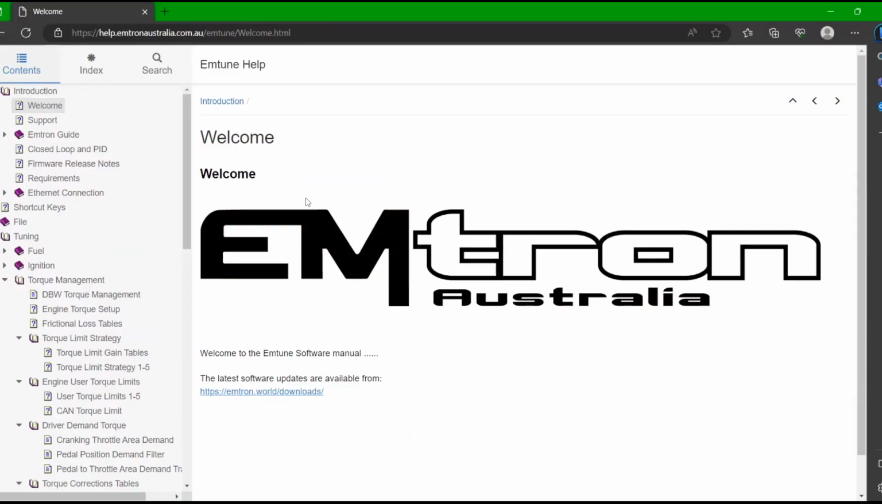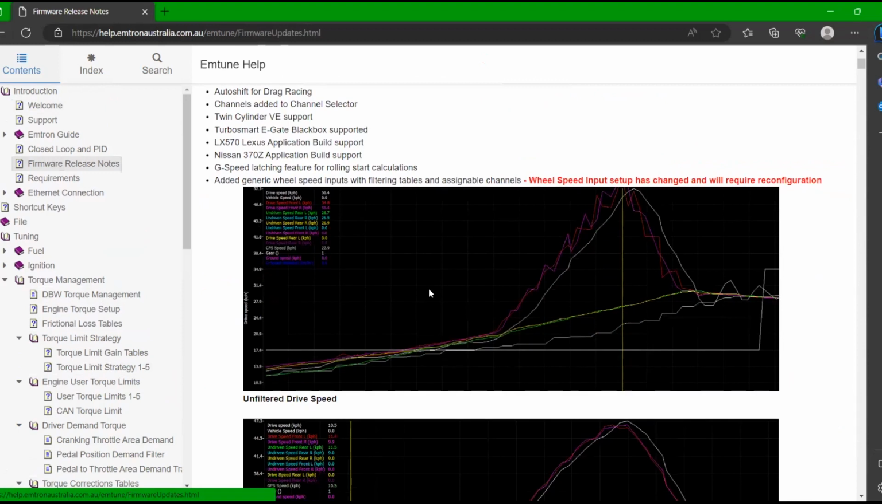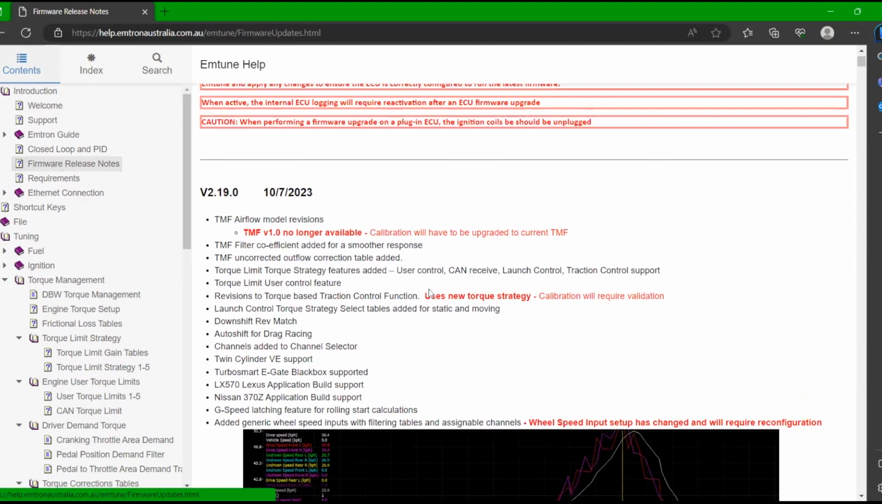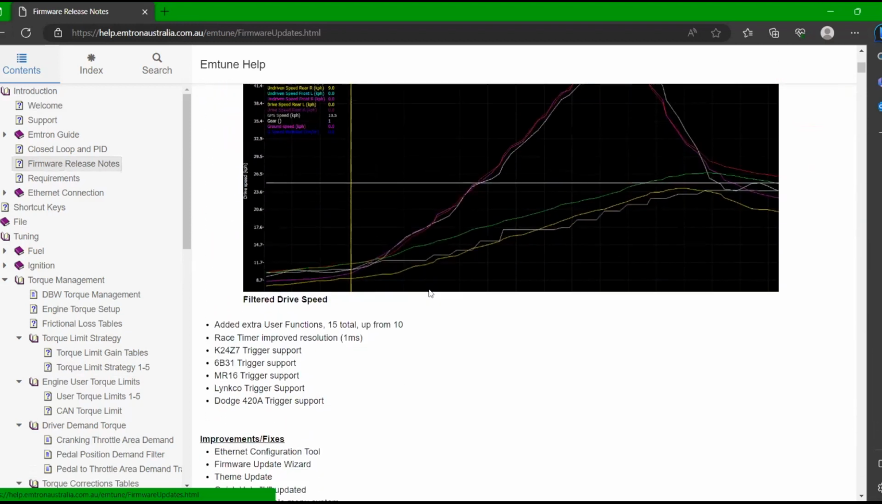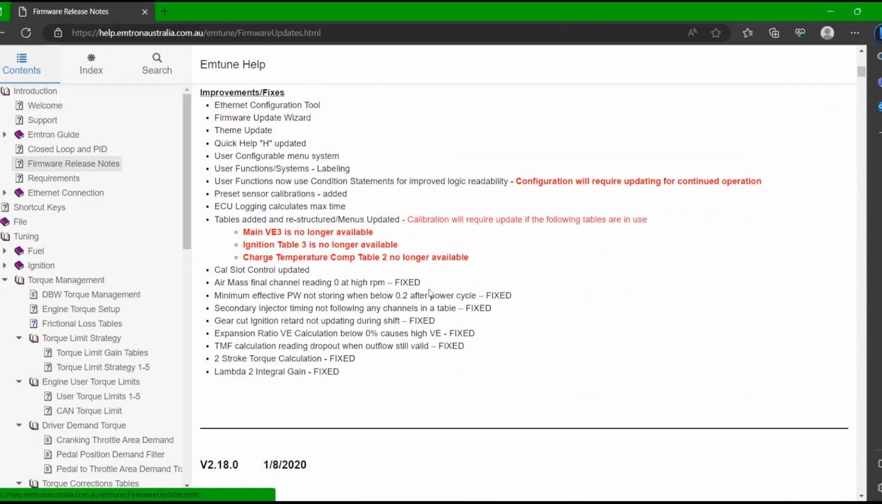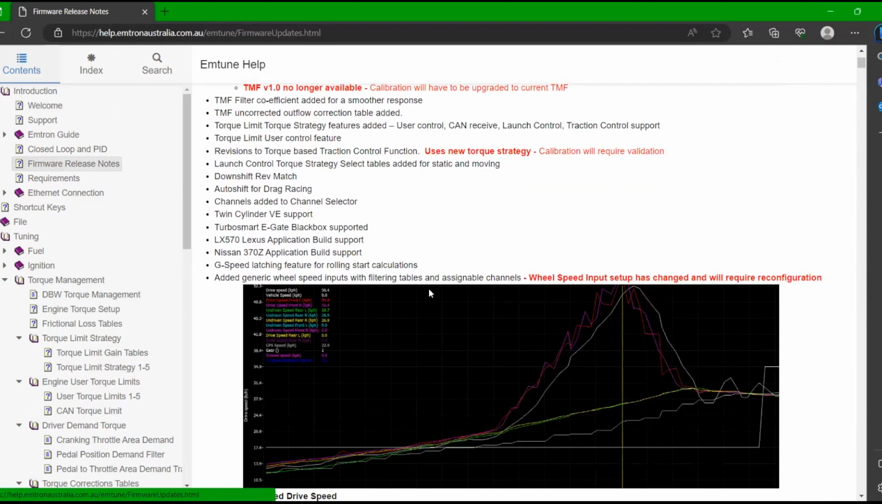So we've been updating the online help in the background as well. There are obviously big updates to the firmware release notes. These will actually get presented to anyone who clicks the firmware update in Mtune, so that immediately you can see what's changed, and highlighted in red are things that are pretty important that someone should know before they go ahead and update the firmware.